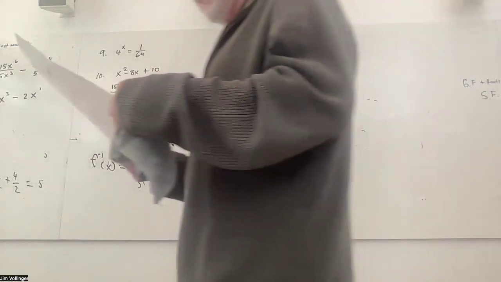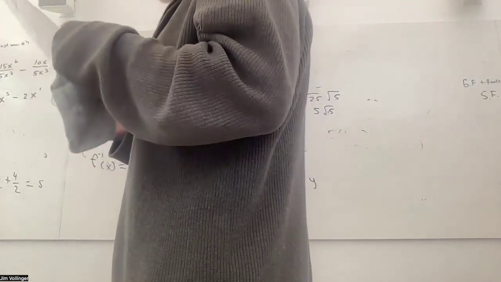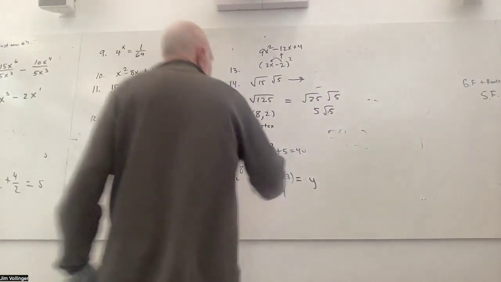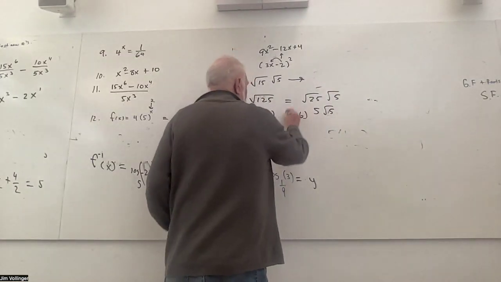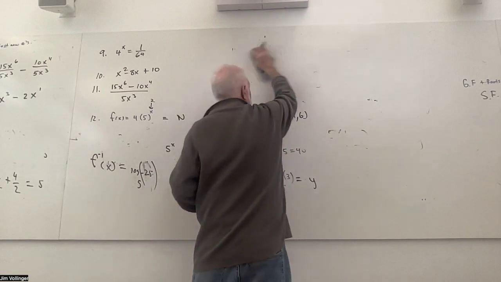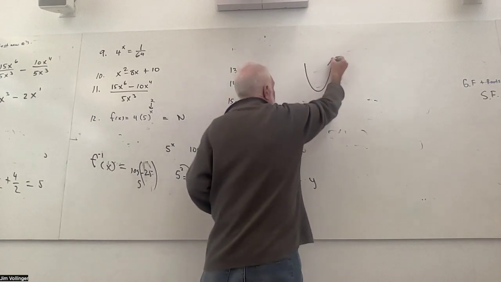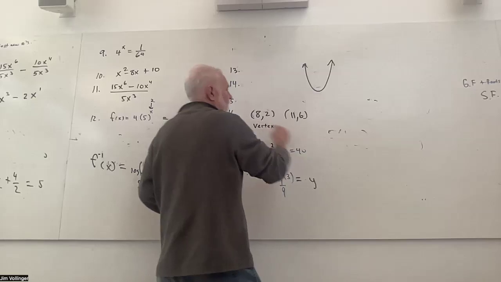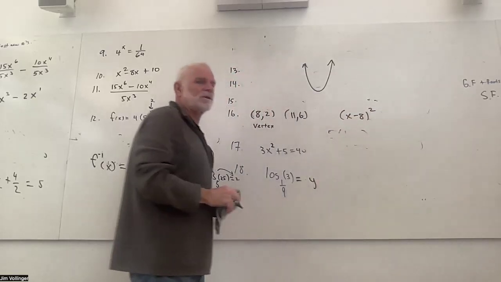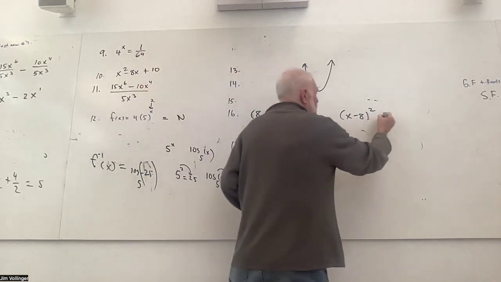Number 16 without glasses. Also passes through 11, 6. So a vertex through 11, 6. I probably erased it a minute ago. All right. So if it's the vertex, then it looks like it's going up, cup shape up. I want that 8 to act like a 0. So x minus 8 squared, because the smallest square area you can get is 0. But I want it to be 2.